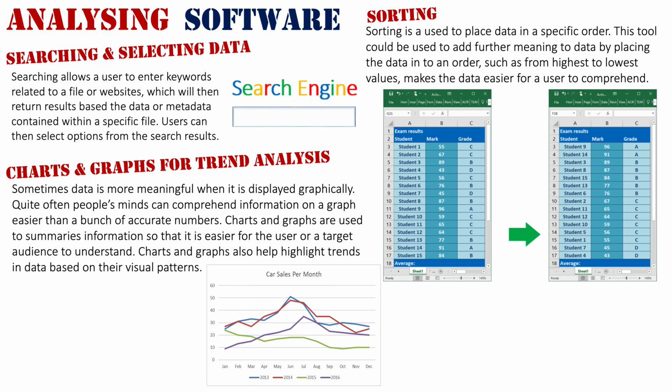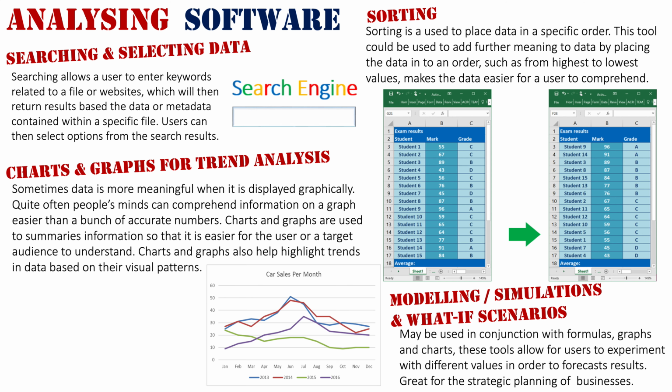Charts and graphs also help highlight trends in data based on their visual patterns. As you can see down the bottom here, we've got a line chart talking about sales in different years. We can see that they all peak in June just by all the lines being higher around the June, July mark. So something happens in June, July that makes our car sales higher. Once again, we can learn a lot by data being presented in a visual format, which will be more informative and easy to comprehend for our audience.